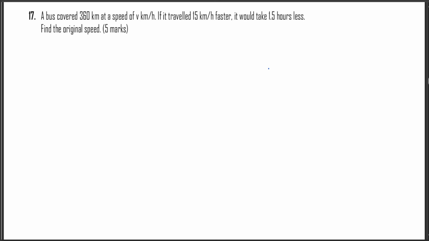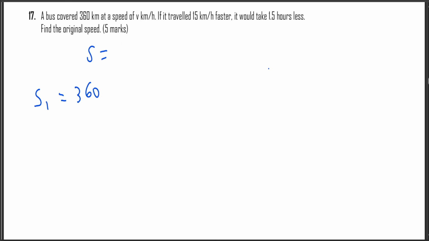Now, this is another question. A bus covered 360 kilometers at a speed of v kilometers per hour. Now, if it traveled 15 kilometers per hour faster, it would take 1.5 hours less. Now, we know that speed is equal to distance over time. So for the faster speed, the distance is just 360.